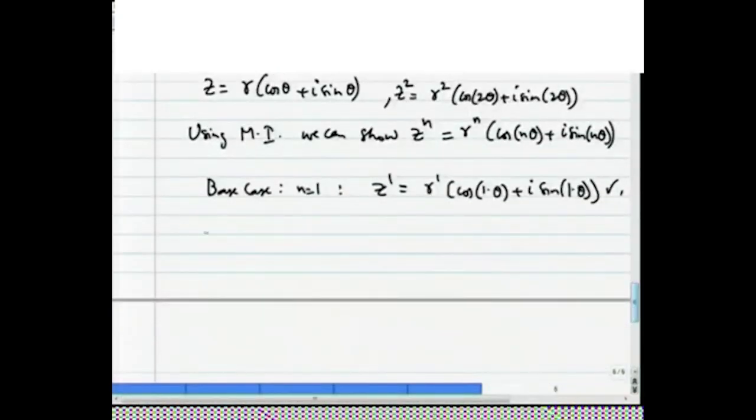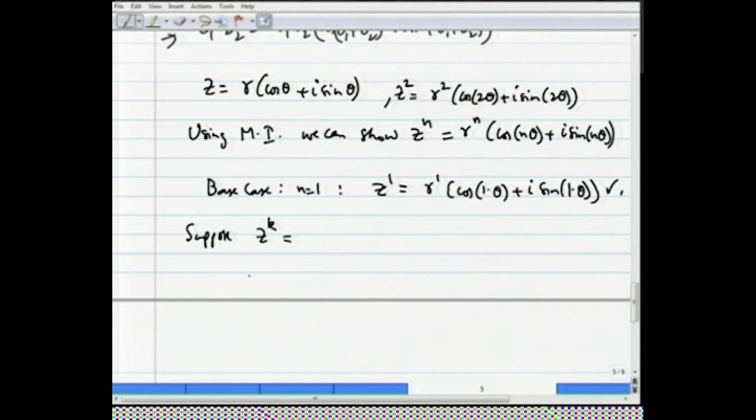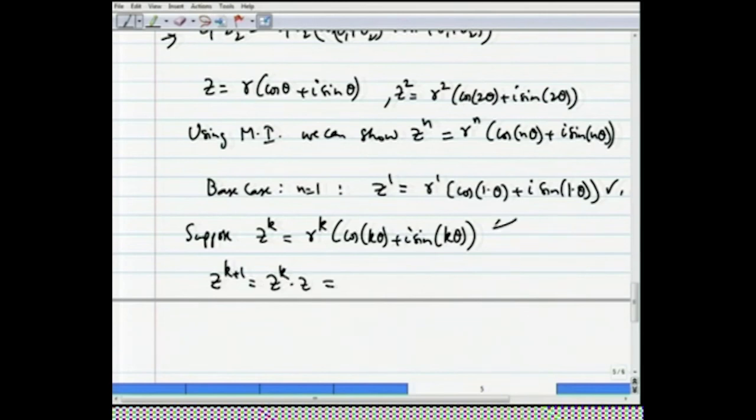Now suppose z power k, for some positive integer k greater than 1, is equal to r power k cosine k theta plus I sine k theta. Then z power k plus 1 will be z power k times z. And then by using this supposition, which is the induction hypothesis, I can say this is equal to r power k cosine k theta plus I sine k theta times z. z is once again r times cosine theta plus I sine theta.